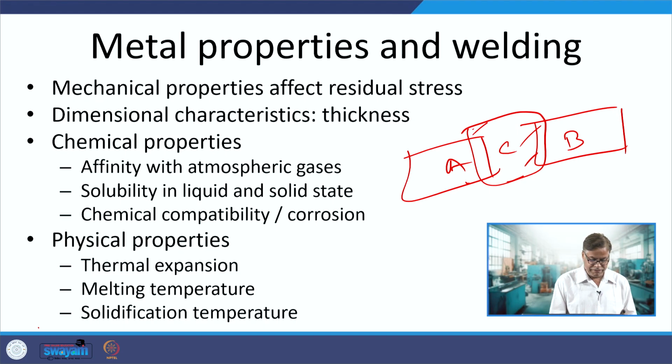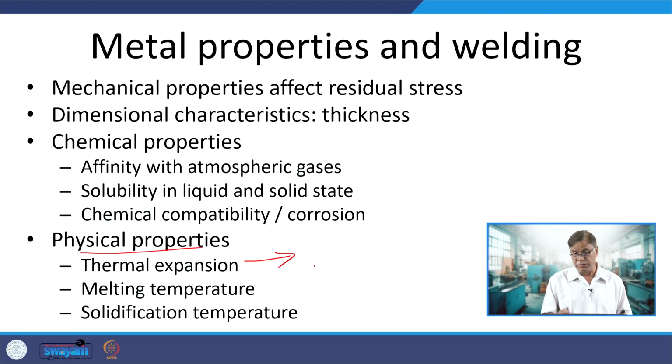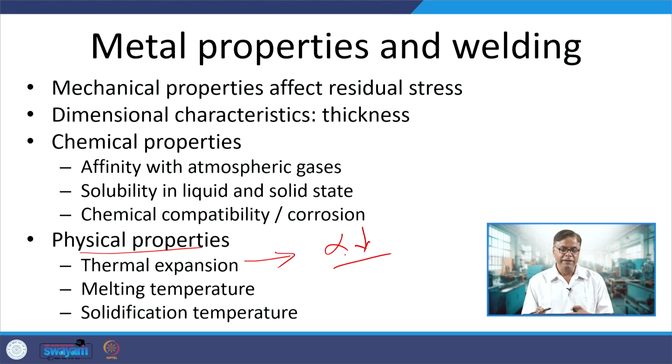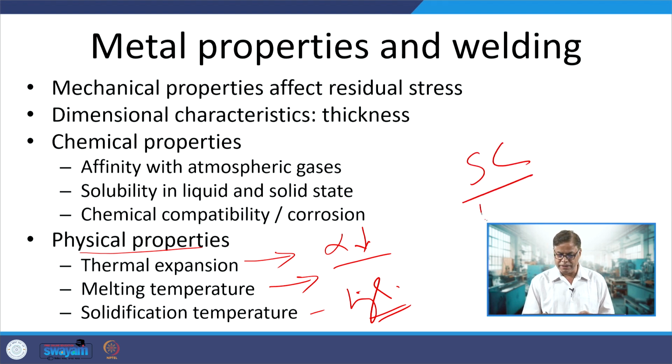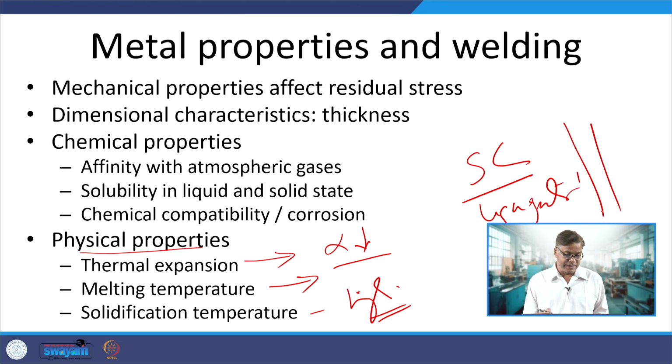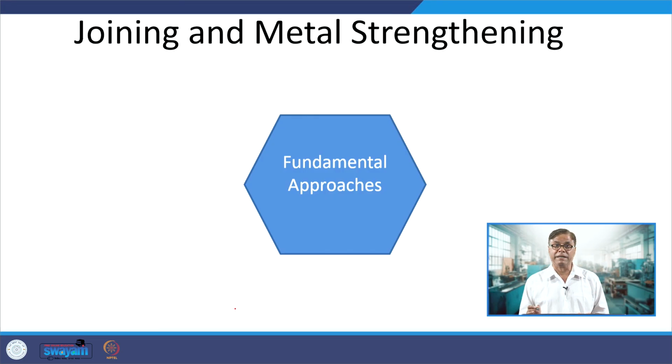Okay. Then we have physical properties. For thermal expansion coefficient, we want it to be less, but if it is very high, then it will create the problem of residual stresses and distortion tendency. If the melting temperature is high, then it will create difficulty in melting, and that will make the fusion welding difficult. And if the solidification temperature range is wide, okay, a wider solidification temperature range will promote the cracking tendency, especially solidification cracking as well as liquefaction cracking. Both types of cracking tendencies are enhanced if the solidification temperature range of the metal is wide.